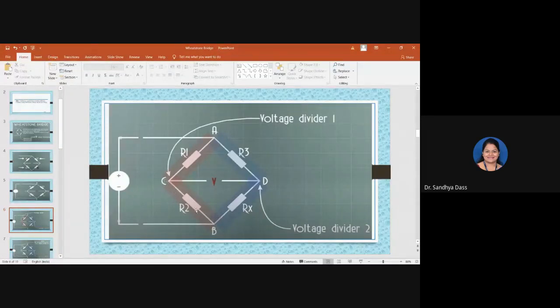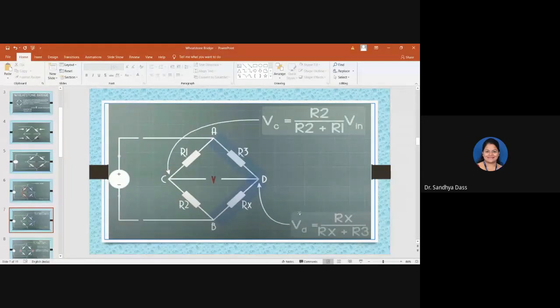So using the voltage divider equation, the voltage across C will be R2 by R1 plus R2 into the supply you are connecting here. Say if it is V in, then the potential at R2 will be equal to R2 by R1 plus R2 into V in. Similarly, for this voltage divider network, the voltage at D would be Rx by Rx plus R3 into V in. Okay, that is what is shown here.